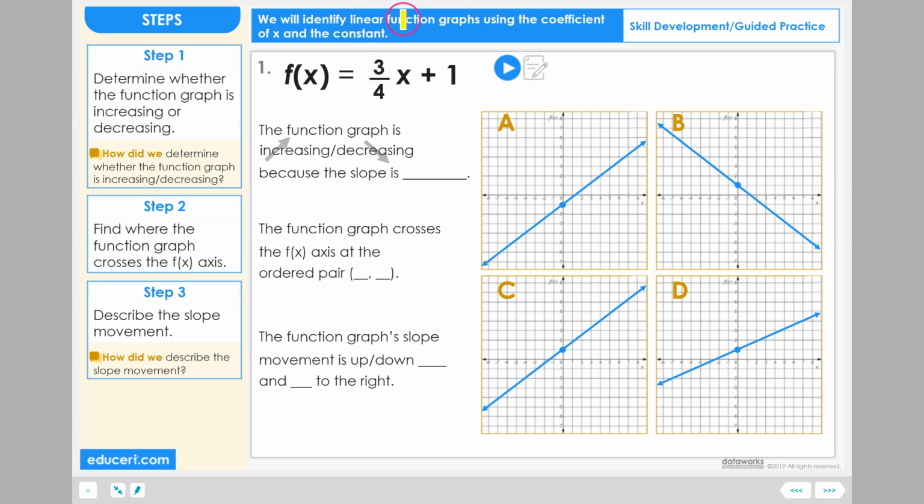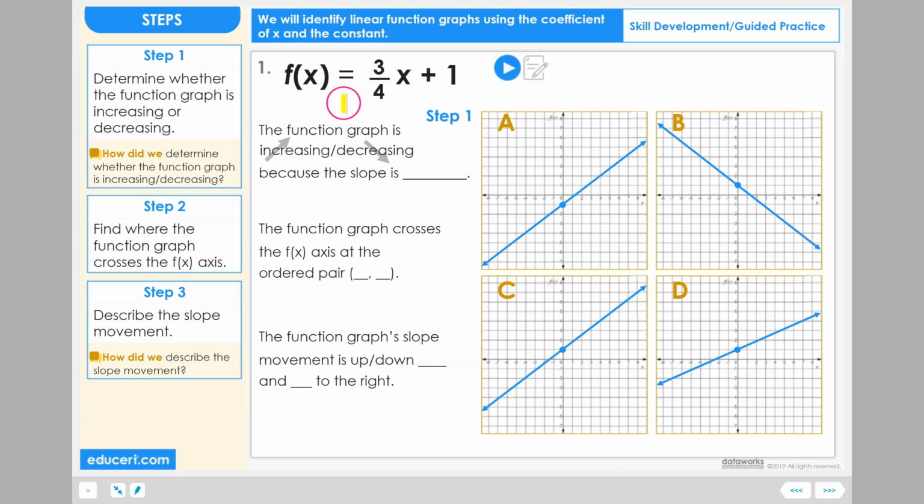Let's identify linear function graphs using the coefficient of x and the constant. Problem number 1. The linear function f of x is equal to positive 3/4 x plus 1. Step 1. Determine whether the function graph is increasing or decreasing.